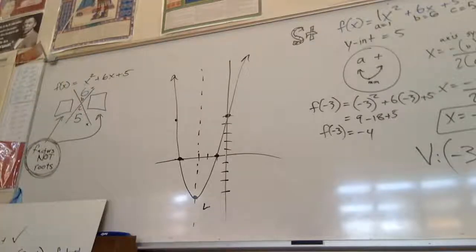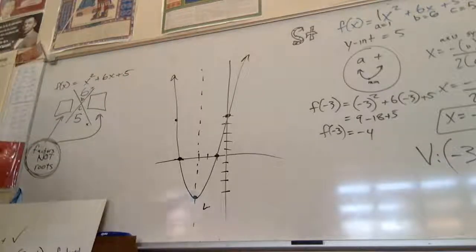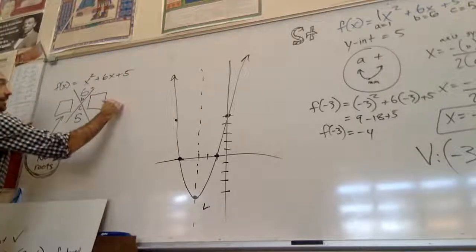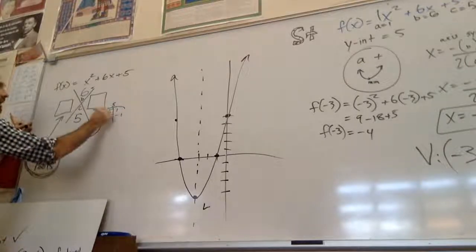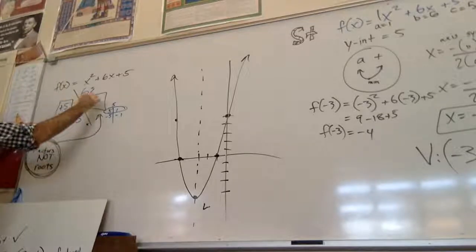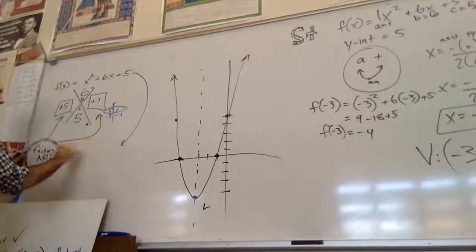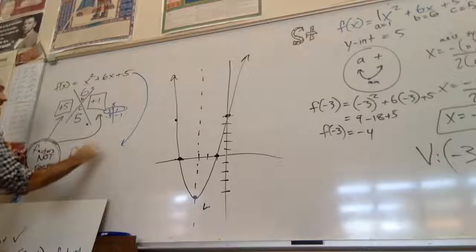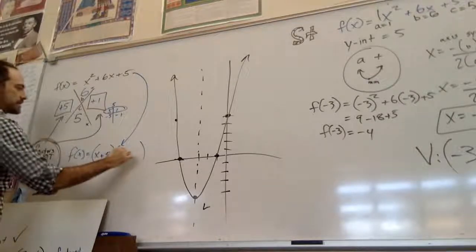What multiplies to give me 5? 1 and 5, negative 5, negative 1. Which one of those add to give us 6? Good. So we know 5 is 5 and 1, negative 5, negative 1. That group adds to give us 6, so we know that is positive 5. That's positive 1. So here's the thing about it. This is equal to f of x, x plus 5, x plus 1.